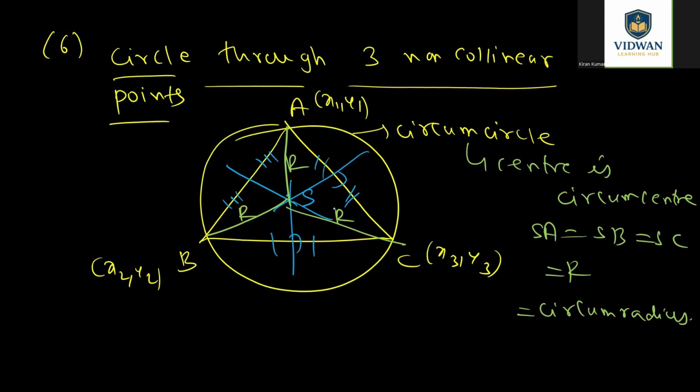So to find the circumcenter, what do you do? You can assume some coordinates for the center as h, k. Then you apply the distance formula: SA equal to SB, SB equal to SC. You get two equations, and solve for the circumcenter. And if you quickly want to do it, I have a formula for the circumcenter, directly for finding the perpendicular bisector.